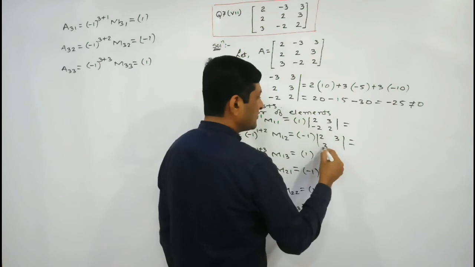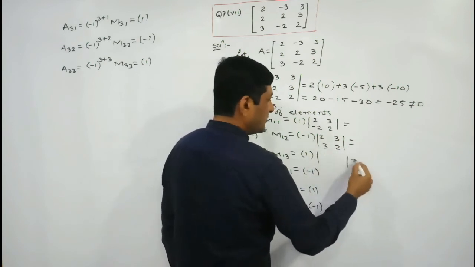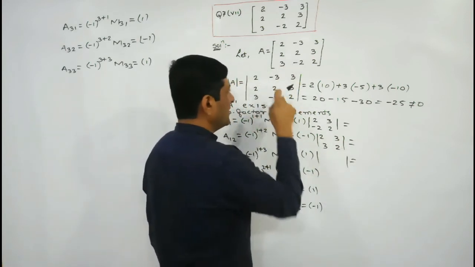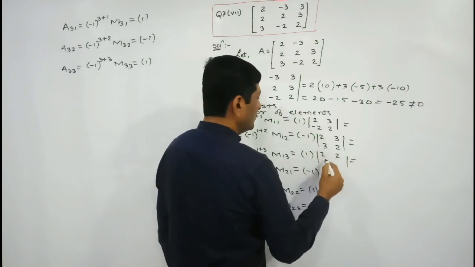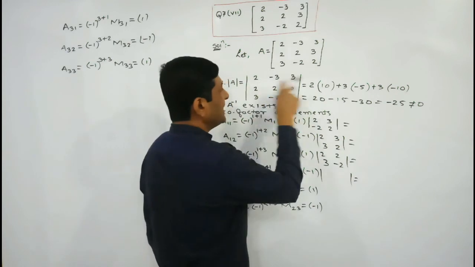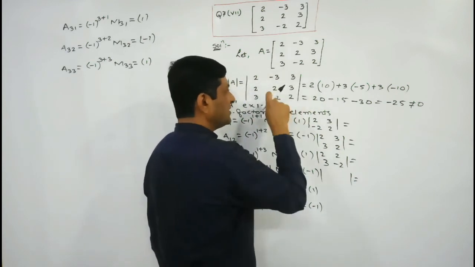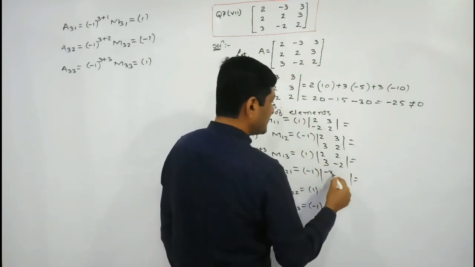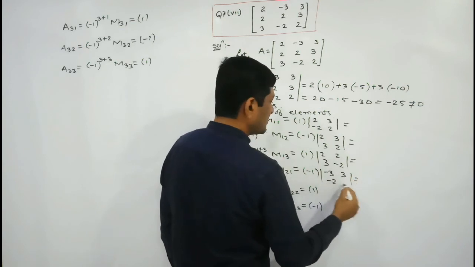2, 3, 3, 2. Delete the element of first row and third column. So 2, 2, 3, minus 2. Now delete the element of second row, first column. Minus 3, 3, minus 2, 2.